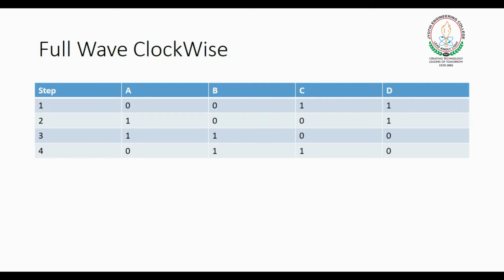For the first step, we should give 0 0 1 1, that is 3. Then for the second step, we should provide 1 0 0 1, that is 9. Then for the third step, we should provide 1 1 0 0, that is C. Finally, 0 1 1 0, that is 6. So we should know this sequence: 3 9 C 6.